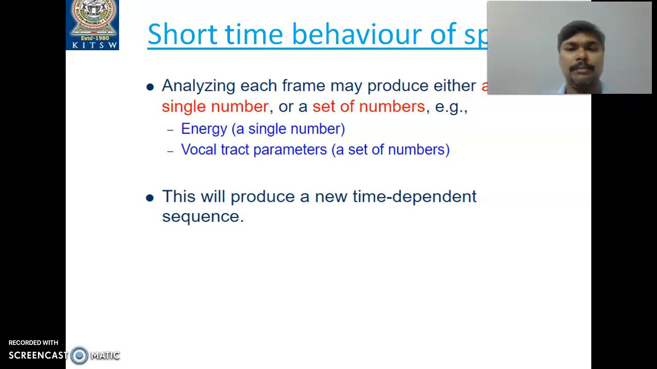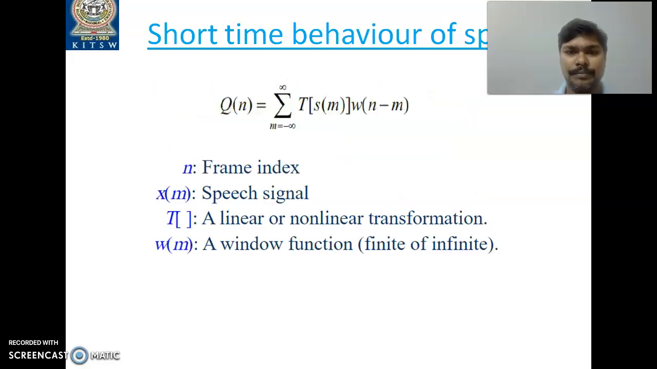The single number is nothing but the energy that we are going to be calculating, and the set of numbers is nothing but the vocal tract parameters, the way we pronounce any kind of word. When the vocal tract vibrates, speech is produced, which is a set of numbers, and this will produce a new time-dependent sequence.